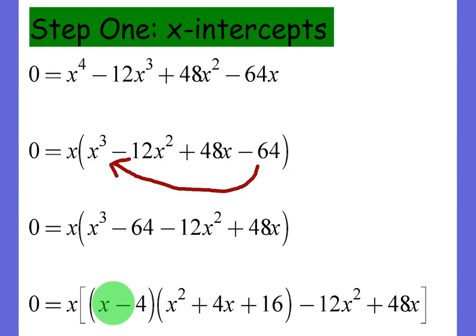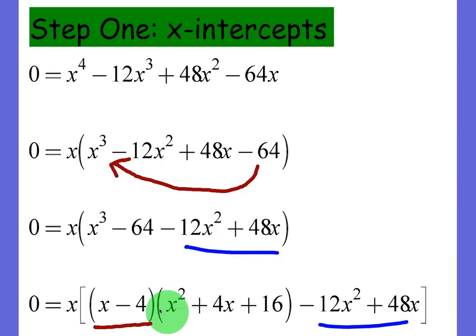So here it is, down here. Difference of cubes is a minus b times a squared, let me make sure I get this right, yeah, a squared plus ab plus b squared. Okay, so plus 4x plus b squared, which is 16. Then we have the remaining minus 12x squared plus 48x left over.